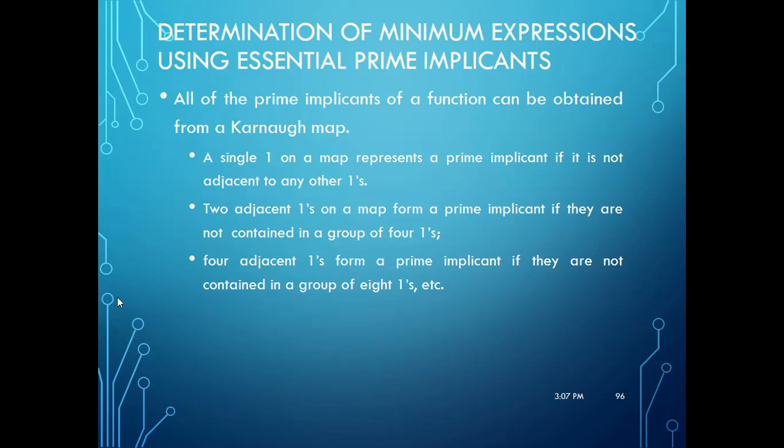The next rule is four adjacent ones form a prime implicant if they are not contained in a group of eight ones. That means four adjacent ones form a quad, but that quad should not be contained in an octet. Then it can be concluded as a prime implicant.